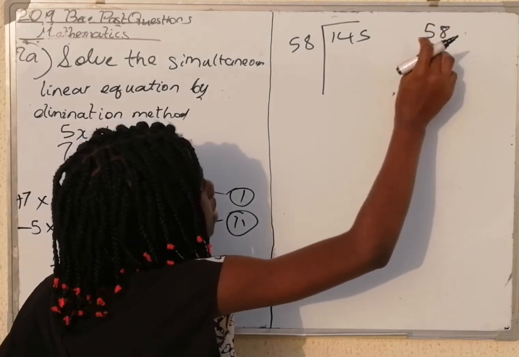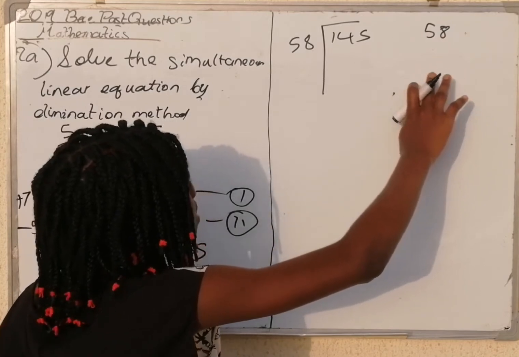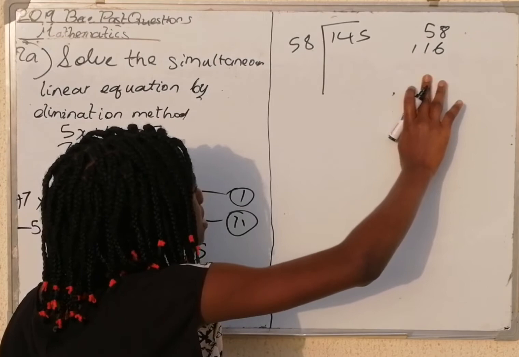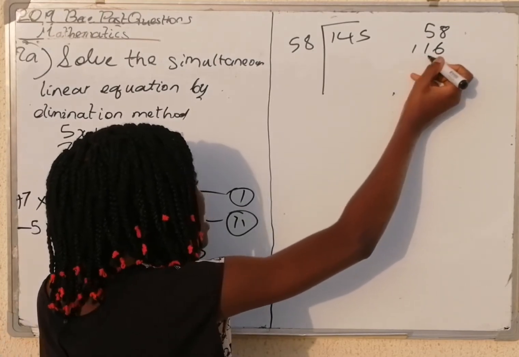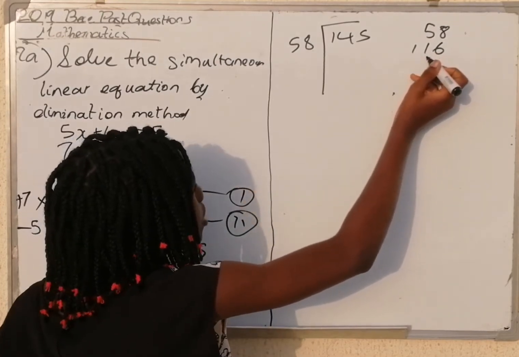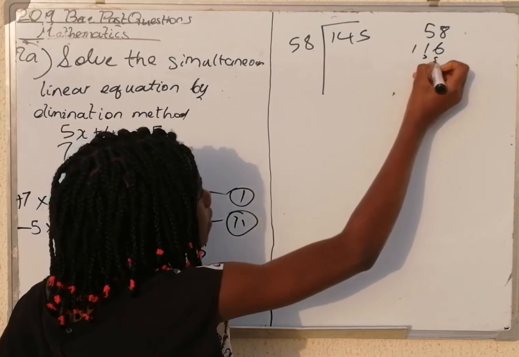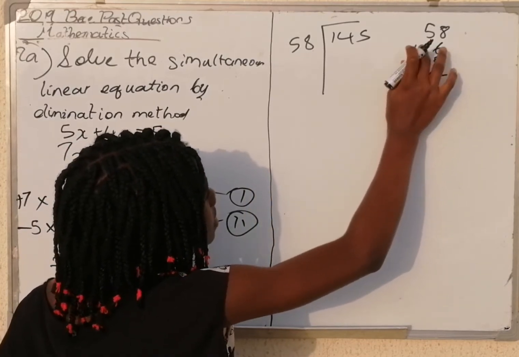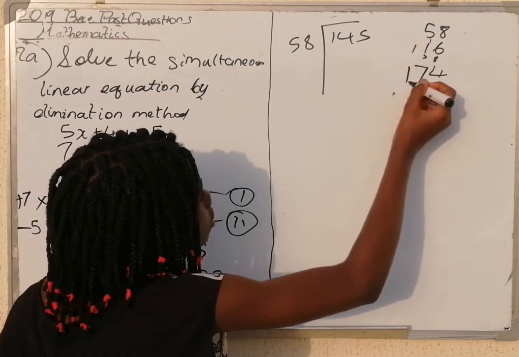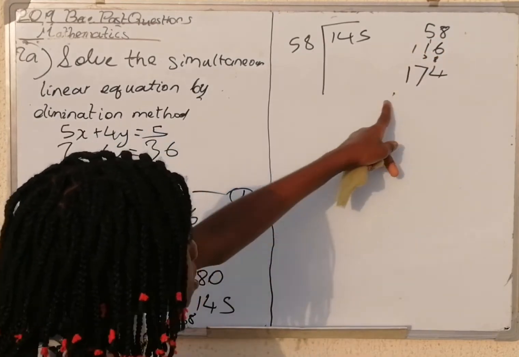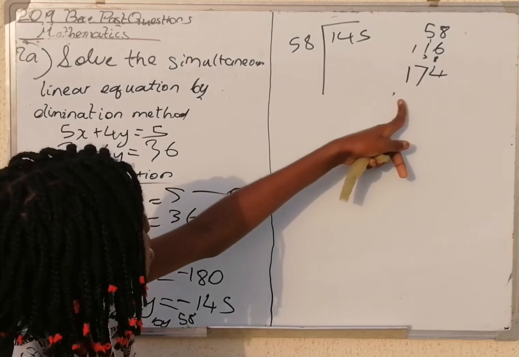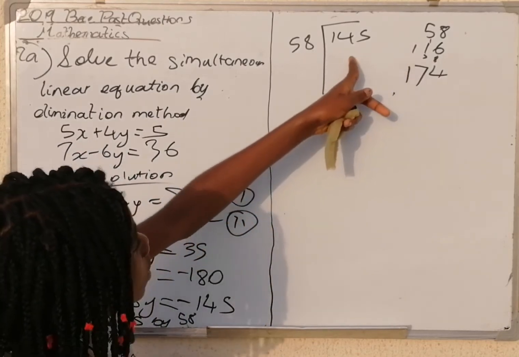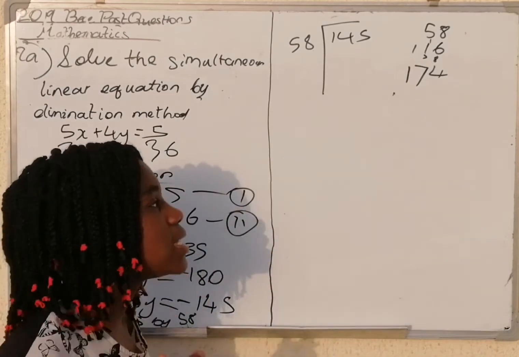So let's write out their multiples. This is 58. 58 plus 58 is 116. 116 plus 58. 6 plus 8 is 14. And 5, 6, 7. 174. So we can actually stop here because this is already bigger than 145. And what is here is below 145, but the next multiple is bigger.